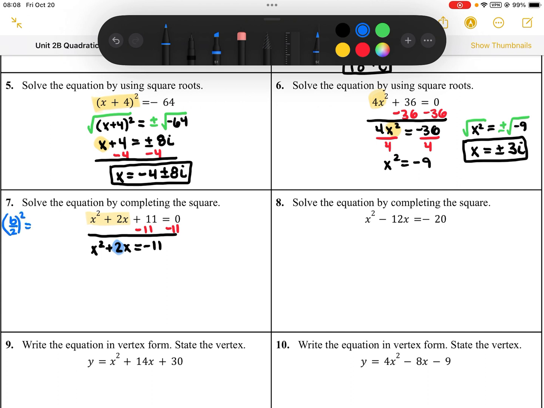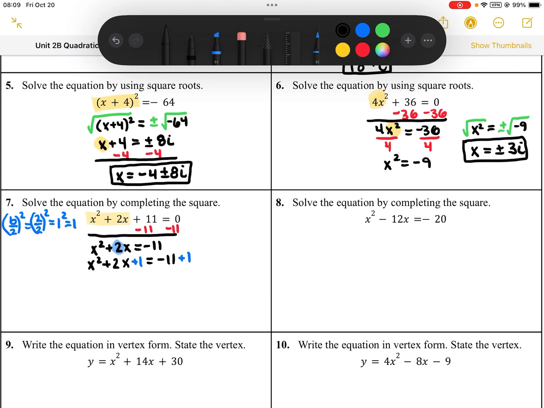So my b is 2. So I'm going to have 2 over 2 squared. 2 over 2 equals 1. 1 squared is equal to 1. So that means I need to add 1 to both sides. So I'm going to have x squared plus 2x plus 1 equals negative 11 plus 1.